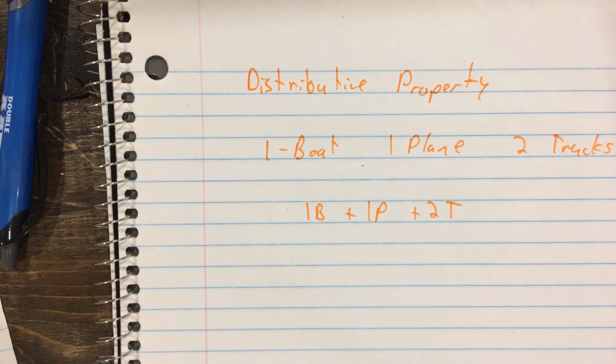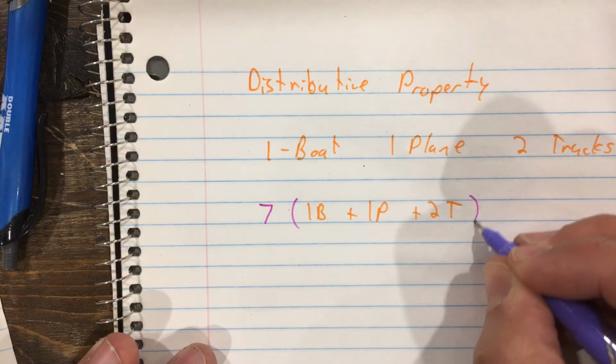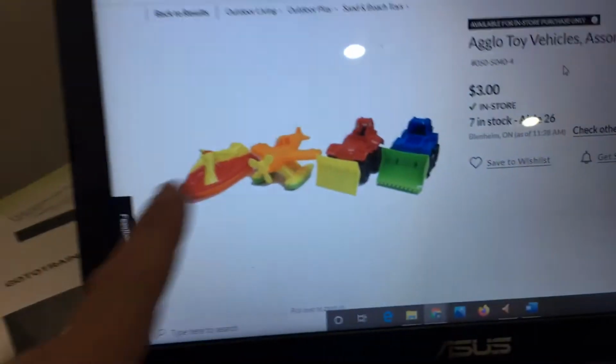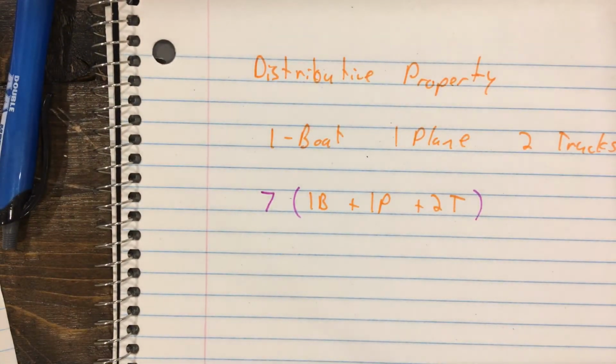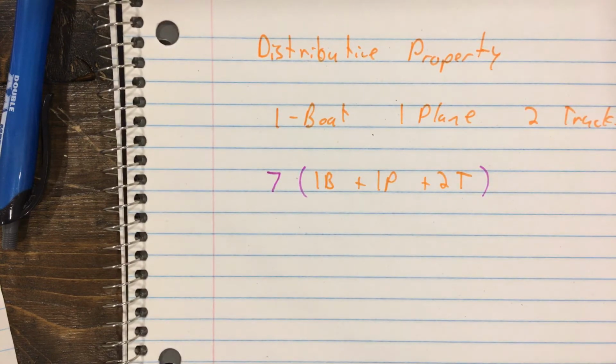So let's take a look at that. I now have 7 in stock. So how many boats are there in Blenheim if there's one boat per package and there's 7 packages? Well, you can see that there's 7 boats. There's going to be 7 planes, and there's going to be 2 trucks per package times 7 packages. There will be 14 trucks. But how do we show that in the distributive property?